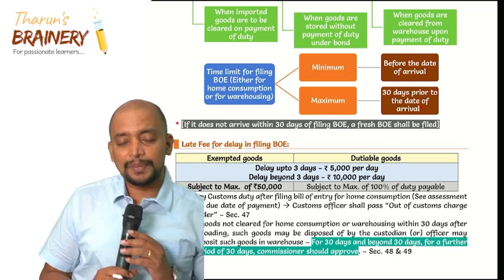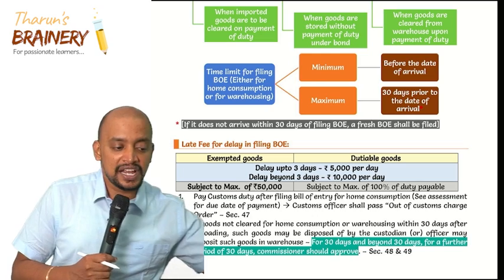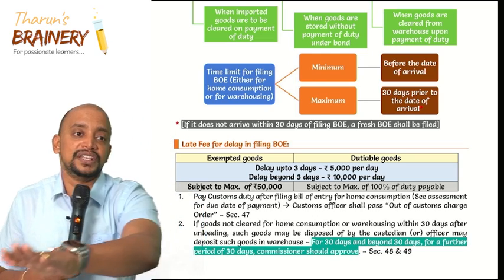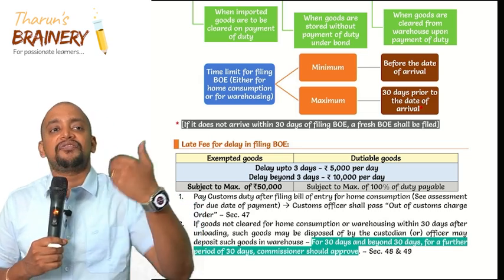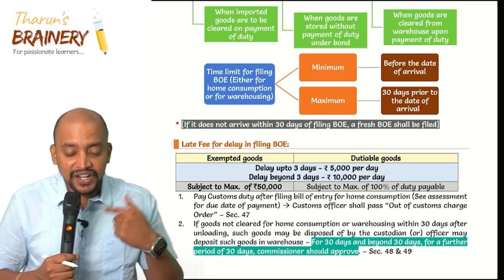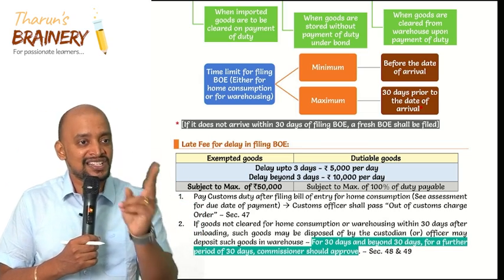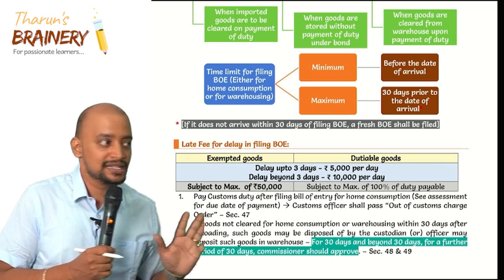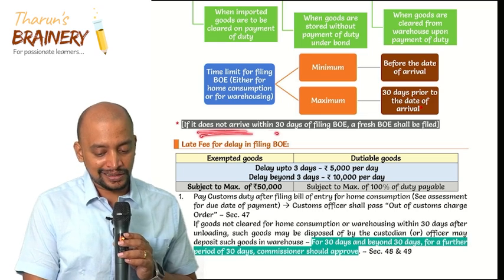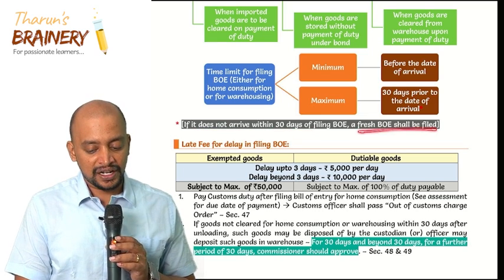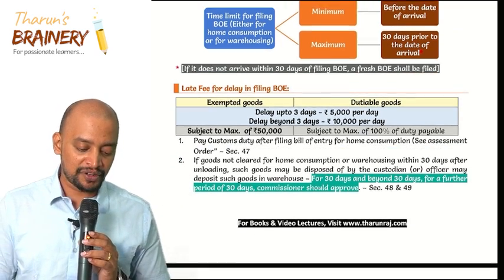Suppose you filed a prior bill of entry and the vessel or aircraft is not coming within 30 days, that prior bill of entry will expire. Again you need to file a fresh bill of entry, and now this fresh bill of entry date only will be taken as the relevant date for bill of entry purpose. Is it clear? So if the vessel does not arrive within 30 days of filing bill of entry, a fresh bill of entry is required to be filed.